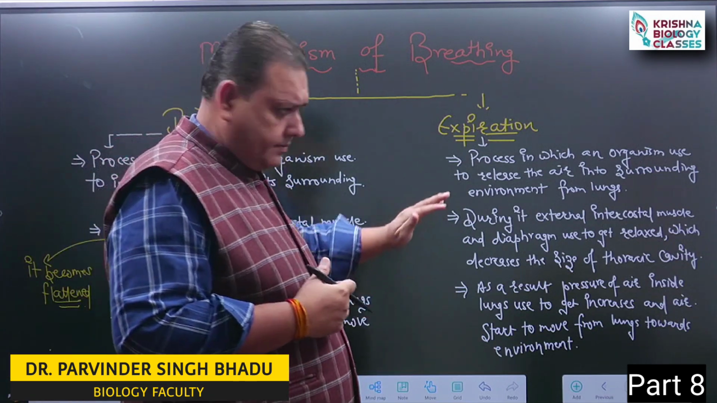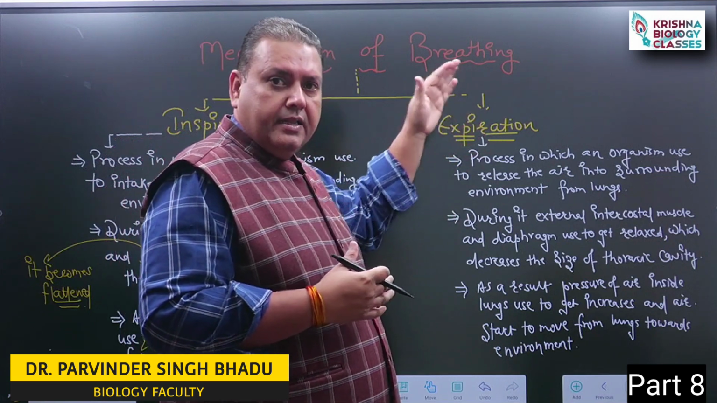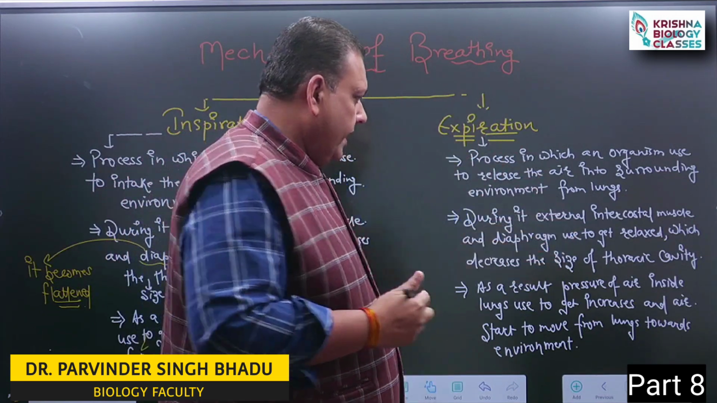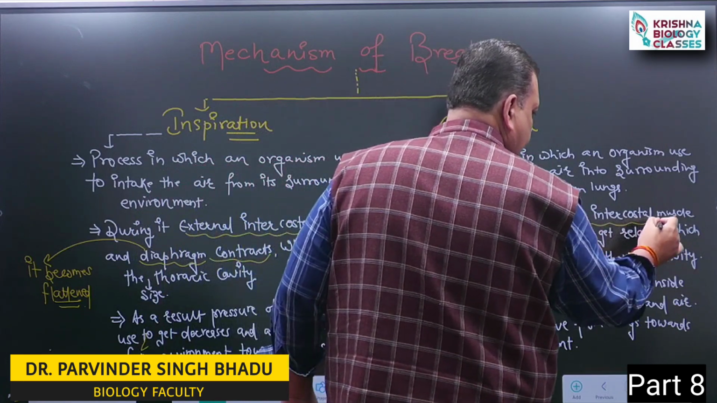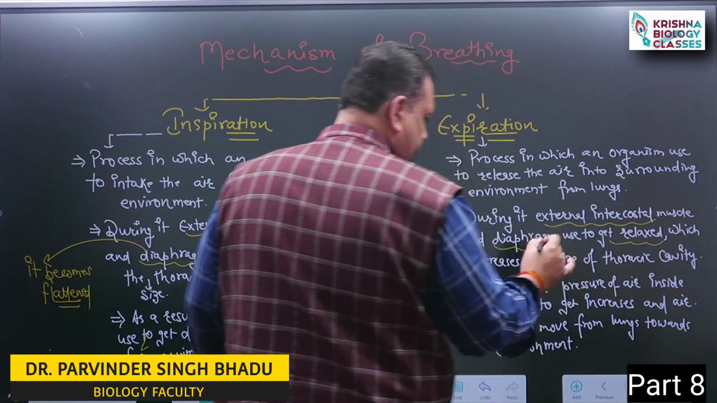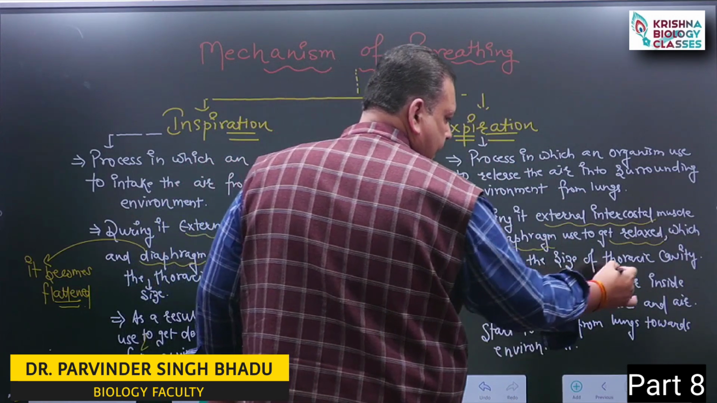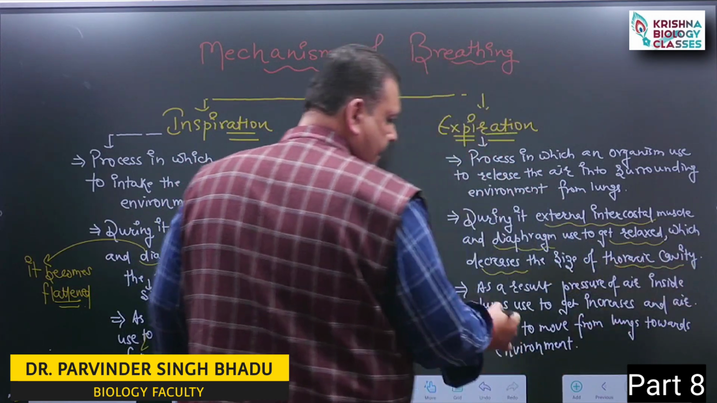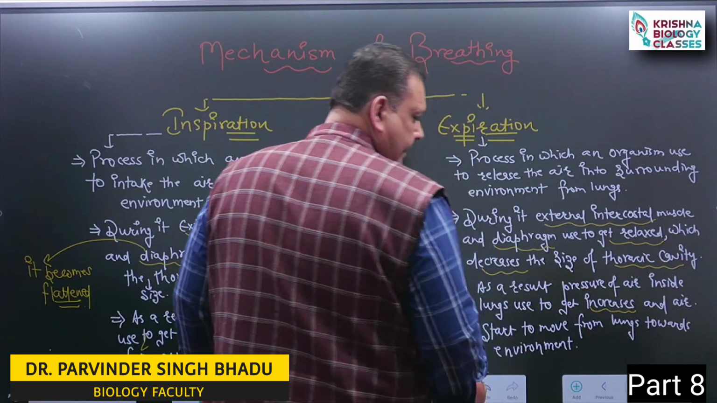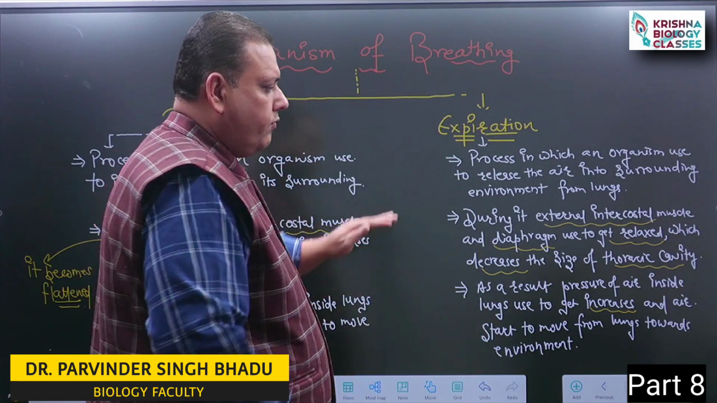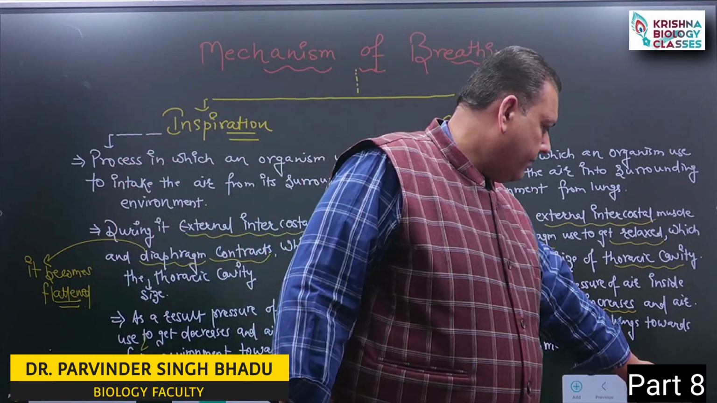inside. During expiration, the diaphragm and external intercostal muscles relax. When they relax, they decrease the size of the thoracic cavity. As a result, pressure inside the lungs increases and air starts to move from the lungs towards the environment.